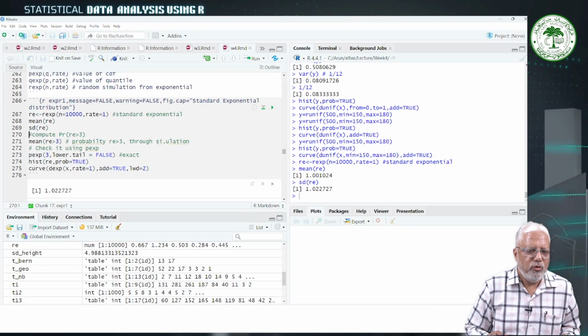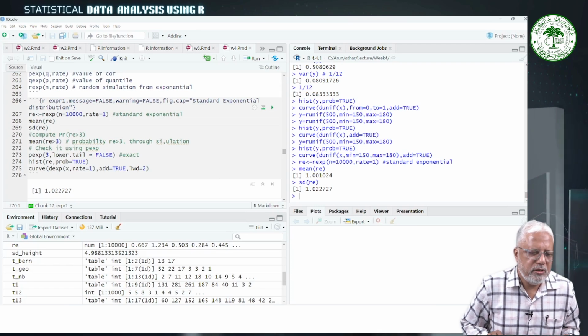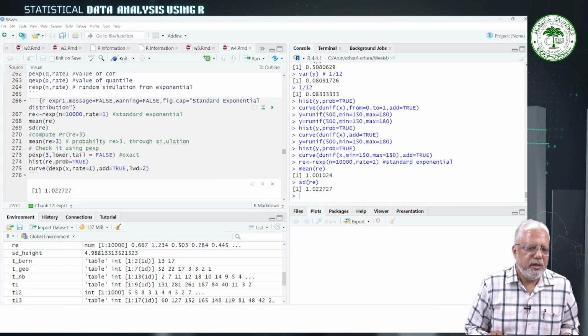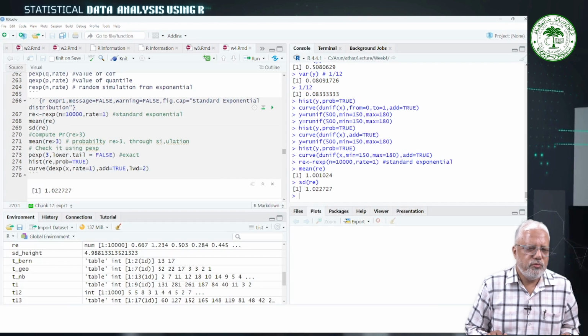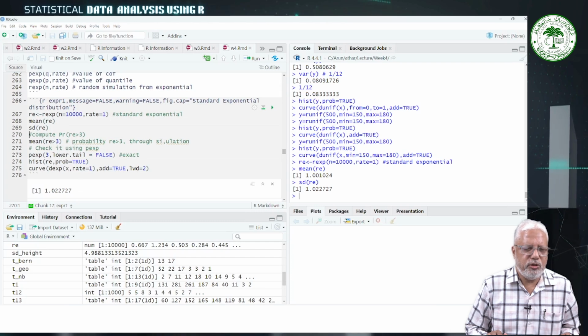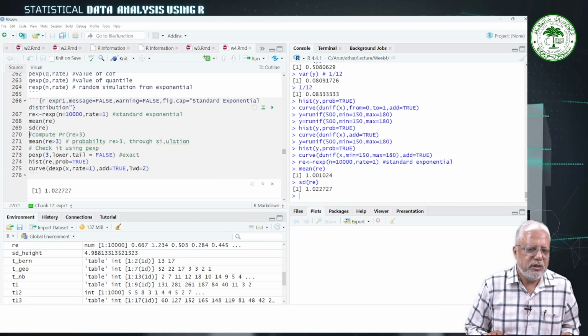Now, what will be the probability of the random value re greater than 3? So, what is the area under the exponential curve greater than 3, and that is the probability.